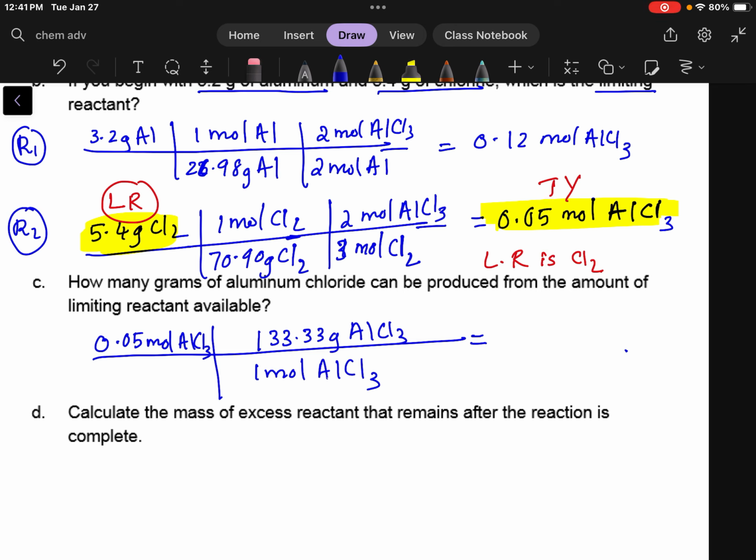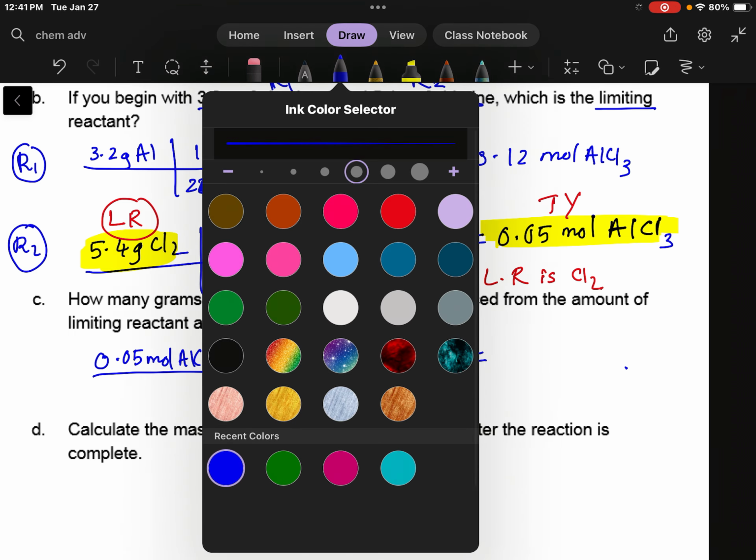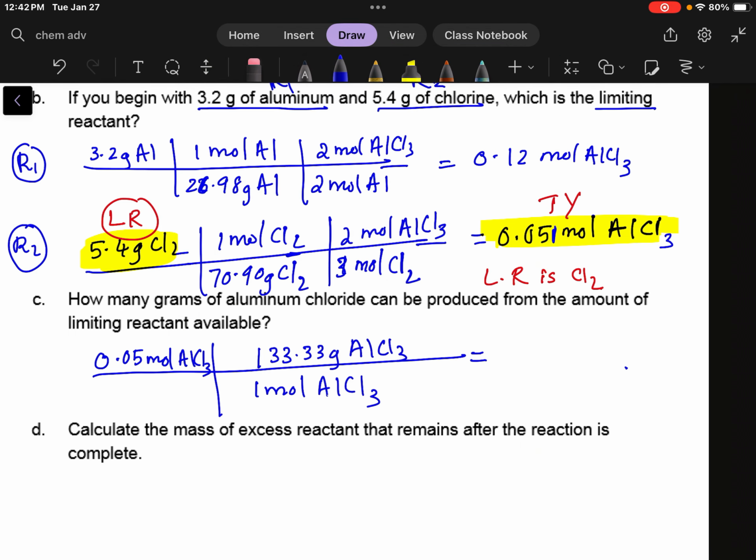Okay, so I think we need 1 second. Let me calculate that. There is a sigfig missing on the previous one. 5.4 times 2 divided by 70.90 divided by 3. Here I had to add 1 because it is 2 sigfigs. I messed up on that, so we need 2 sigfig here too.